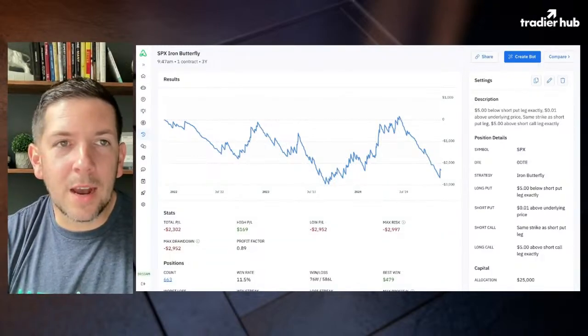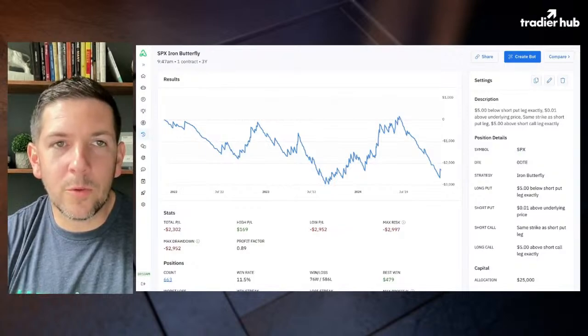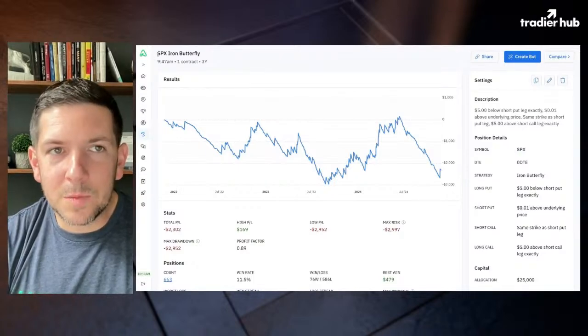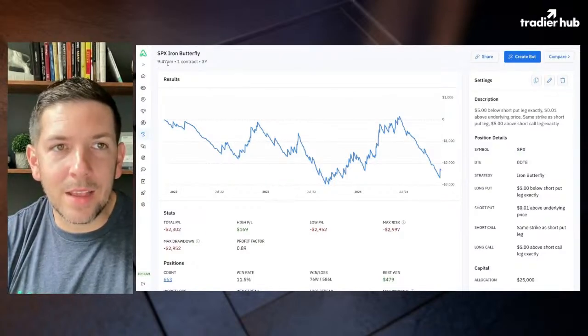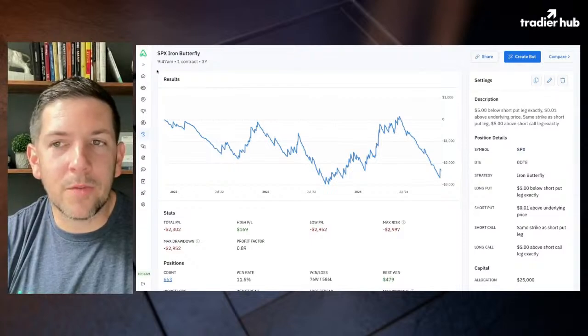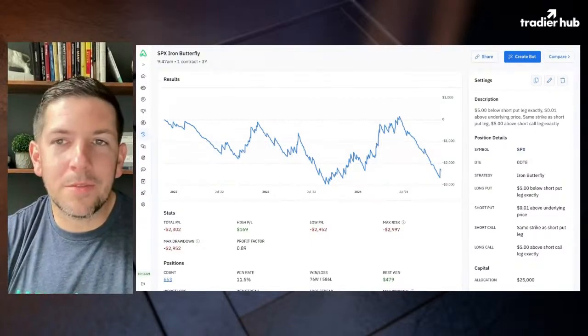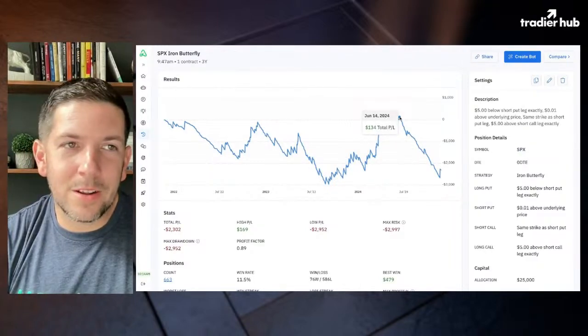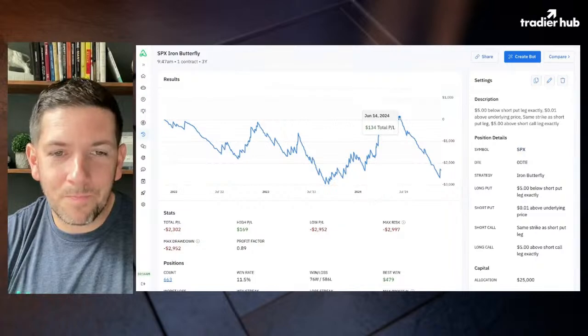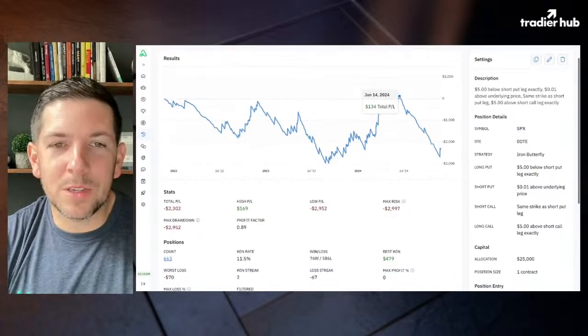So, all right, now we have our results for this backtest. Remember, we're doing an SPX Iron Butterfly exactly at 9:47 a.m., one contract for the last 3 years. And you can see this strategy net was a dud. In fact, it only was up and above water just for a very short, brief period of time. But otherwise, this strategy was a dud.